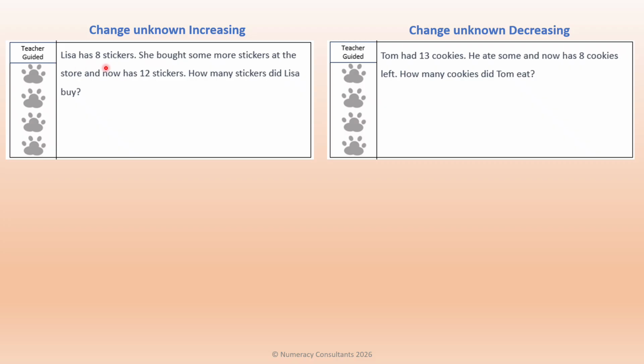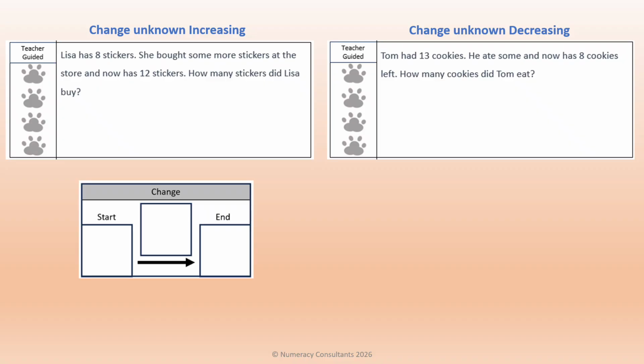So Lisa had 8 stickers. She bought some more stickers at the store and she now has 12 stickers. So we know that she bought some more, and that's going to let us know this is definitely a change problem. So let's go through again. Lisa had 8 stickers. She bought some more stickers and now has 12 stickers. So when we go through, we have our starting point of 8. She bought some more stickers and now has 12. We don't know what the change is. And we know that the end result was 12.